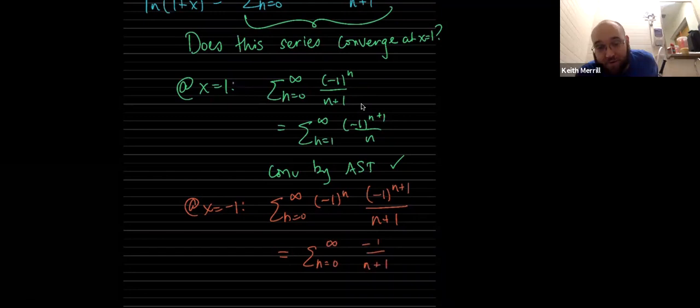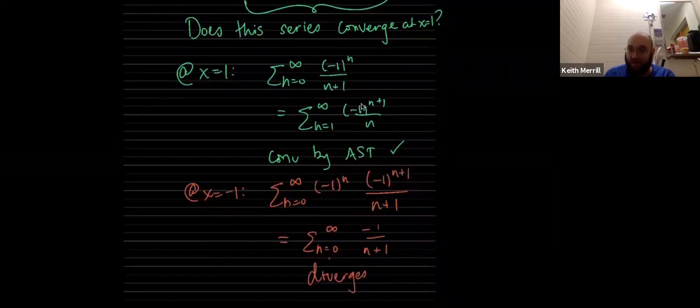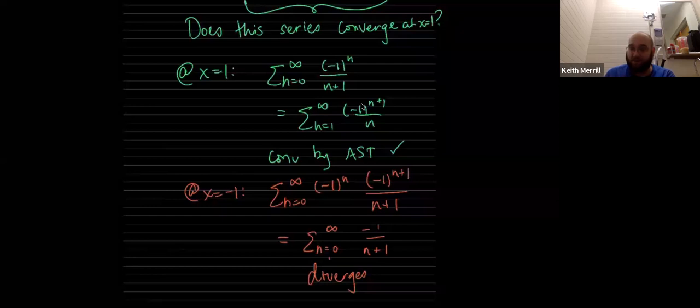Again, you should check that. If n is 2, for instance, (-1) squared times (-1) cubed: (-1) squared is 1, and (-1) cubed is -1, so that'll be -1. What if n were odd? (-1) to the 1 is -1, and (-1) to the 2 is 1. So it always will work out to be -1. This series diverges because it's just a constant multiple of the harmonic series.